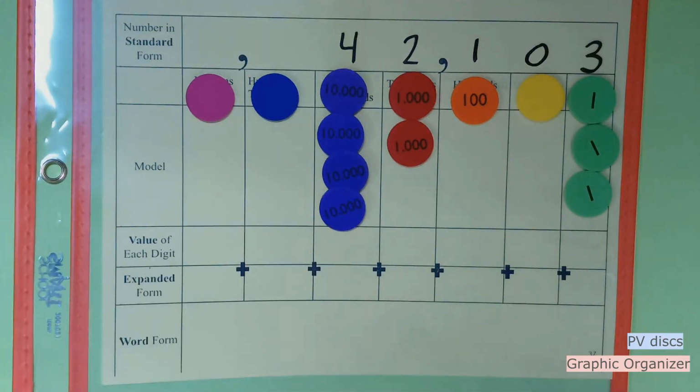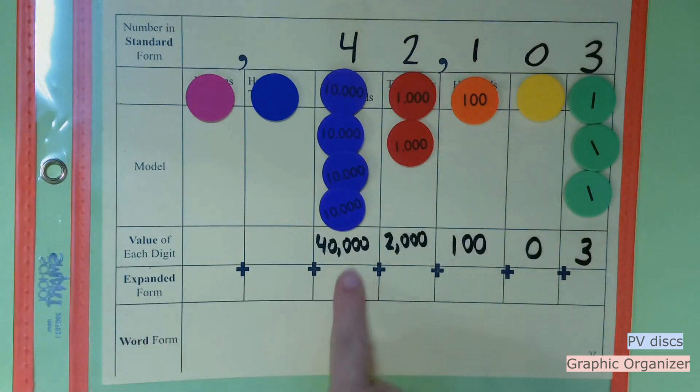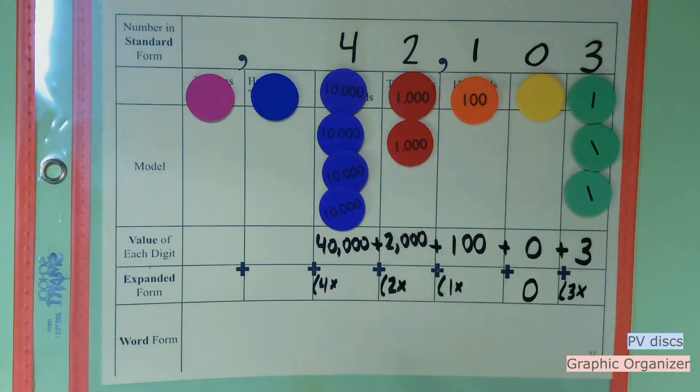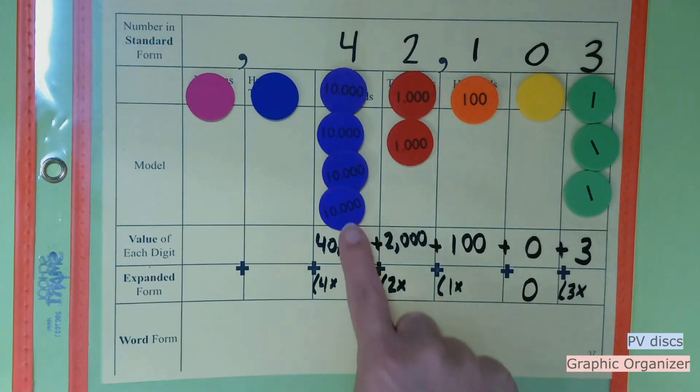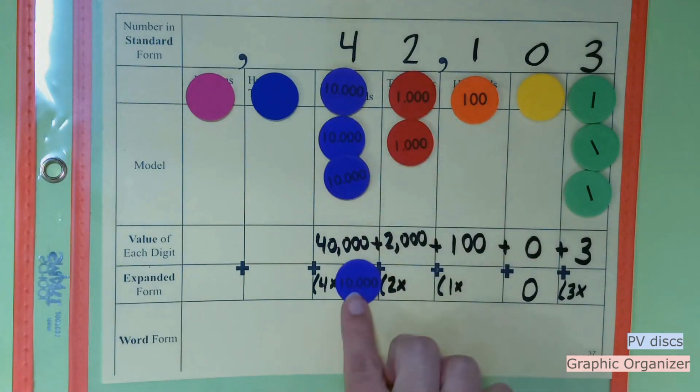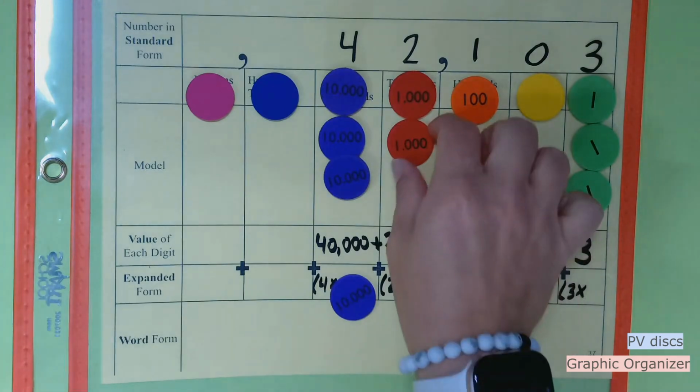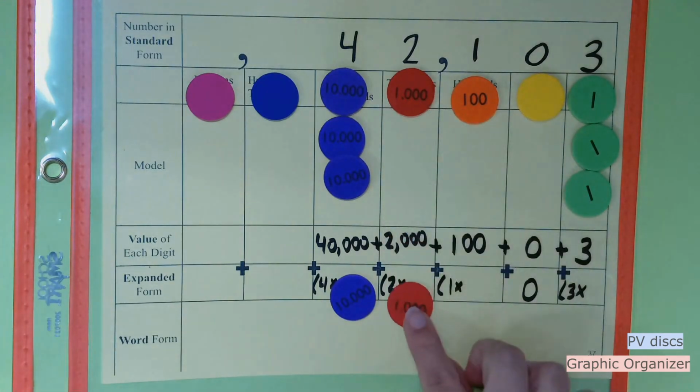Please keep in mind that the expanded form could be just the place values, but in this grade level, it could also be expanded notation, which means I'm taking the digit and I'm multiplying it times the place value that it's in, and then adding all of those partial products together.